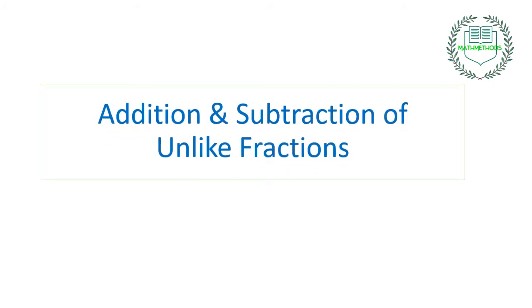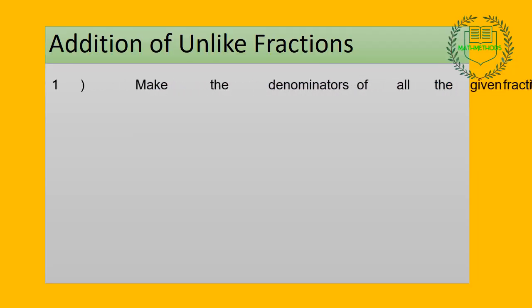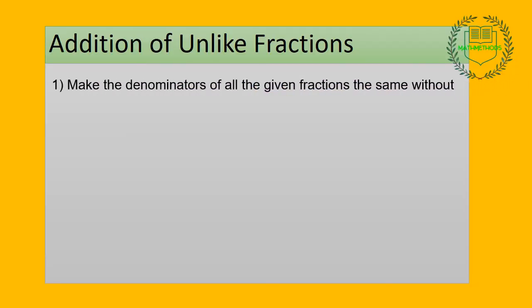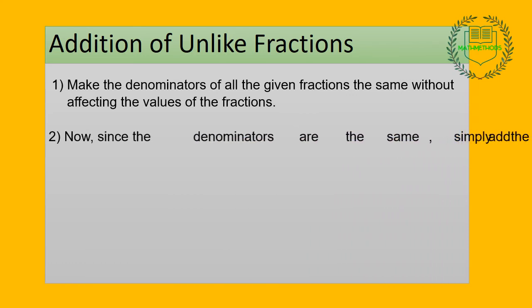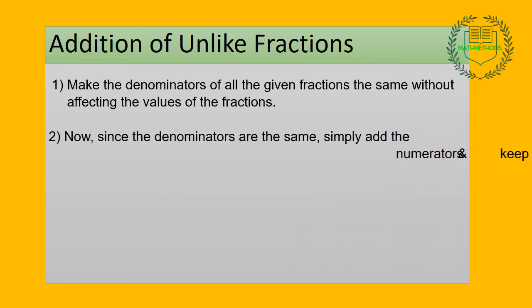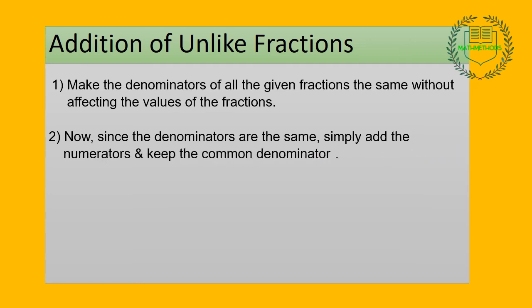Now let's move to unlike fractions. How do we perform addition and subtraction on the fractions in which the denominators are not the same? In such a case, we first need to make the denominators of all the given fractions the same, but without affecting the values of the fractions. In simple words, we need to convert the given unlike fractions into like fractions. After converting the given fractions to like fractions, we simply add the numerators and keep the common denominator.